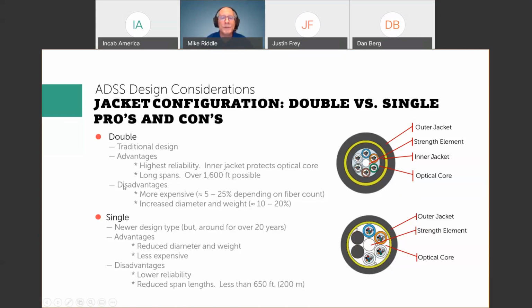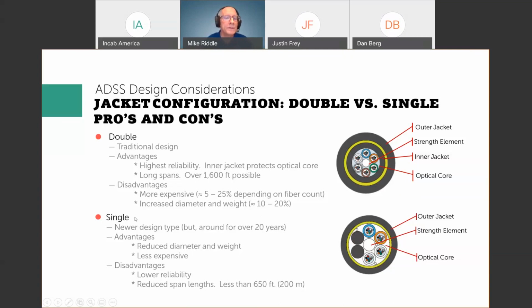But it does have some disadvantages. First of all, it's more expensive. Depending upon the fiber count, it might only be 5%, but it could easily be 25%. And just as importantly, you're increasing the diameter and weight of the cable, on the order of 10 to 20%.